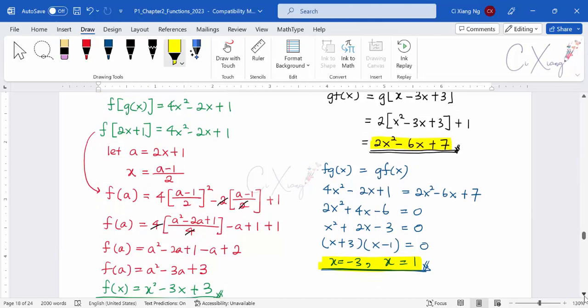Okay, so for this video, we'll stop here. And next video, we'll be discussing another 2 more examples that are related to composite function. But we will need to use the concept and idea on the domain and range for the composite function.